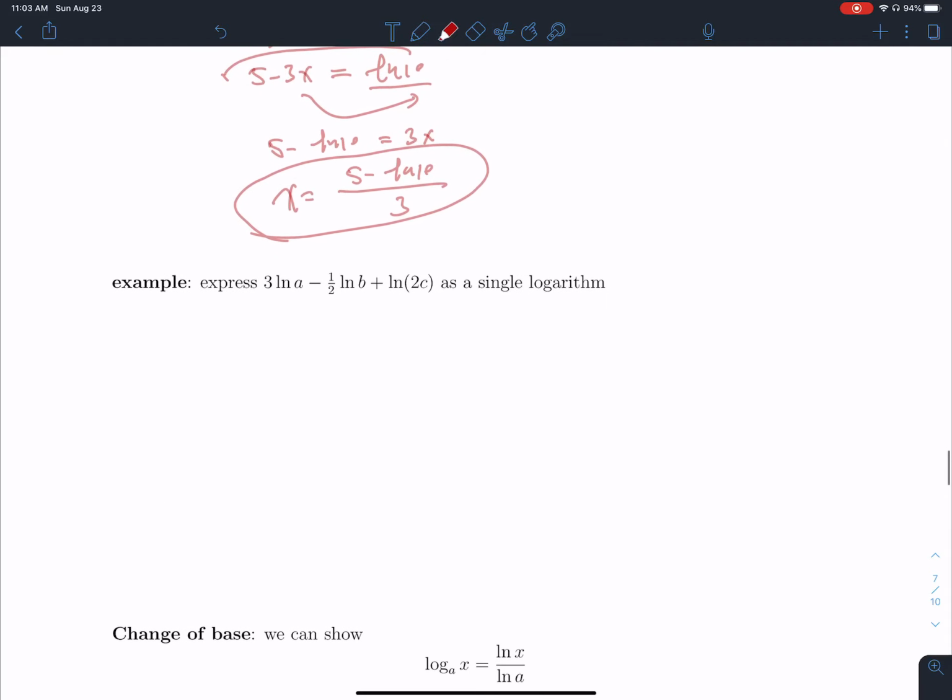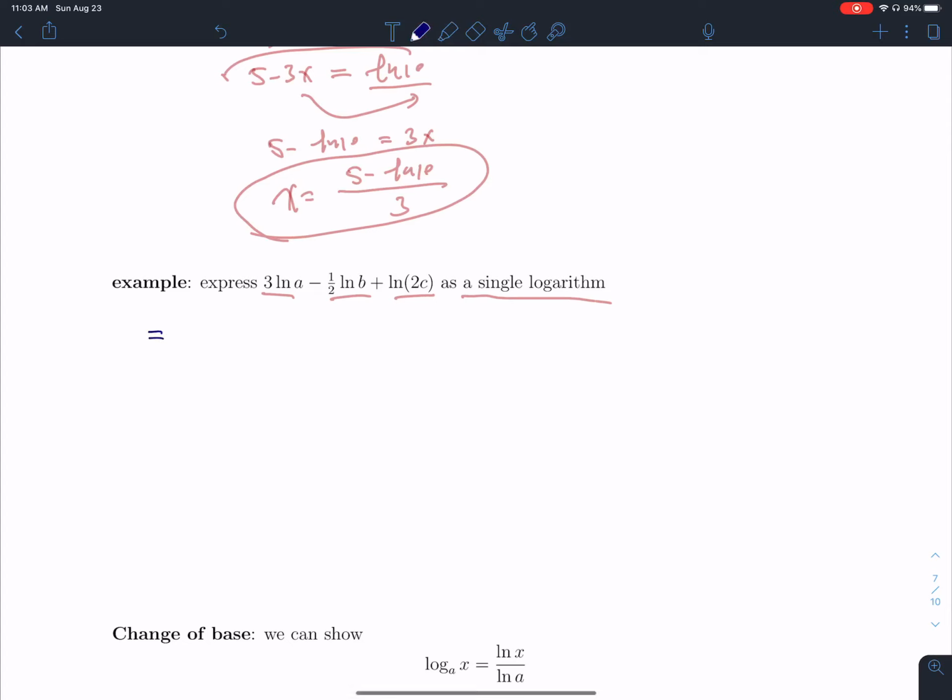Okay, so now we can deal with this seemingly complicated example, and we want to write this as a simple logarithm. Can we do that? Well, I think we could, right? Because we have 3 different log laws that we can use. So how to do this?